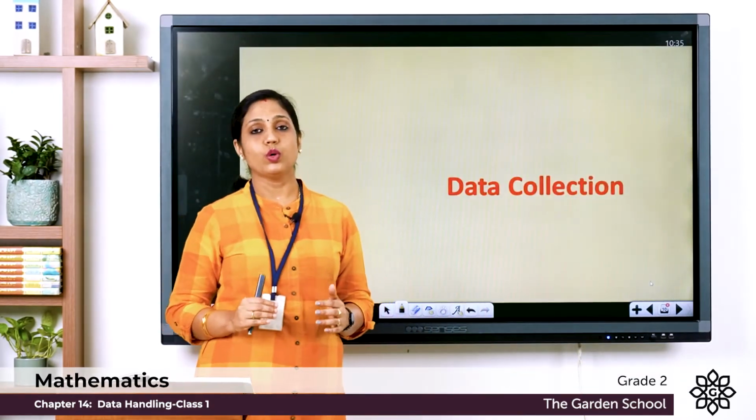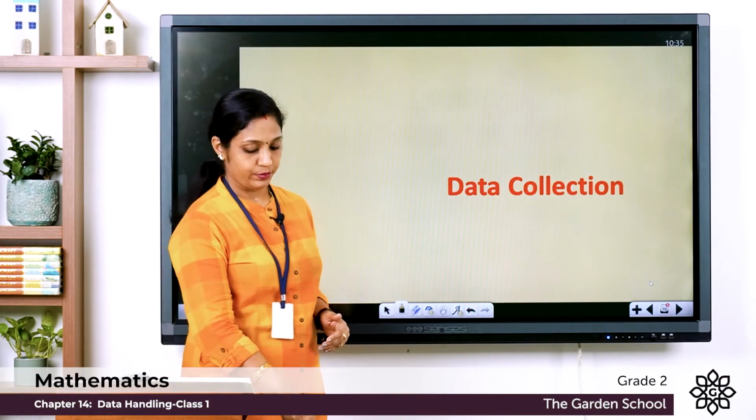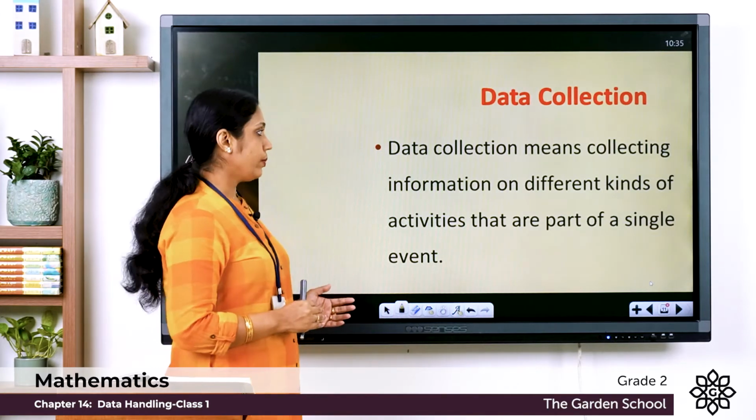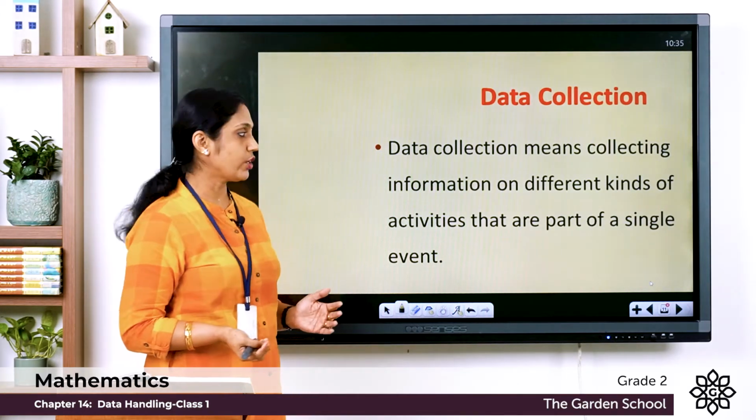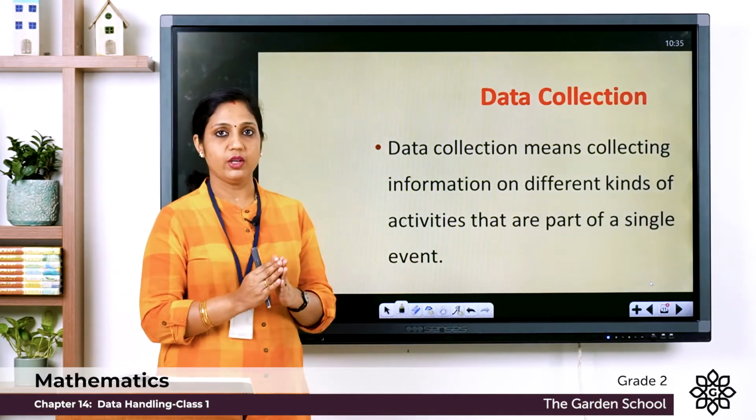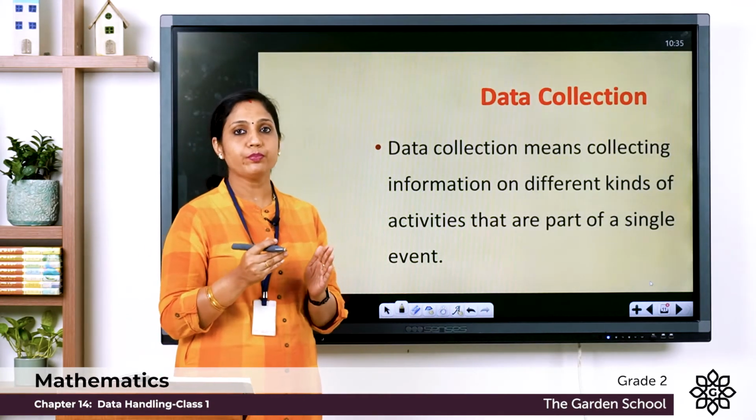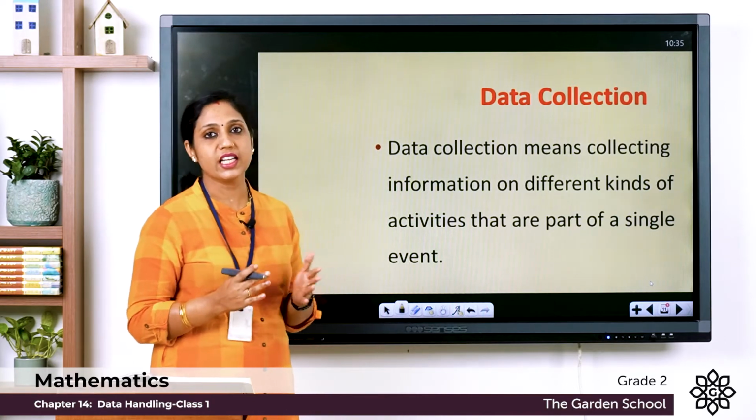Next, let's learn what is data collection. Data collection means collecting information on different kinds of activities that are part of a single event. So data collection is collecting information, but it will be a part of a single event.